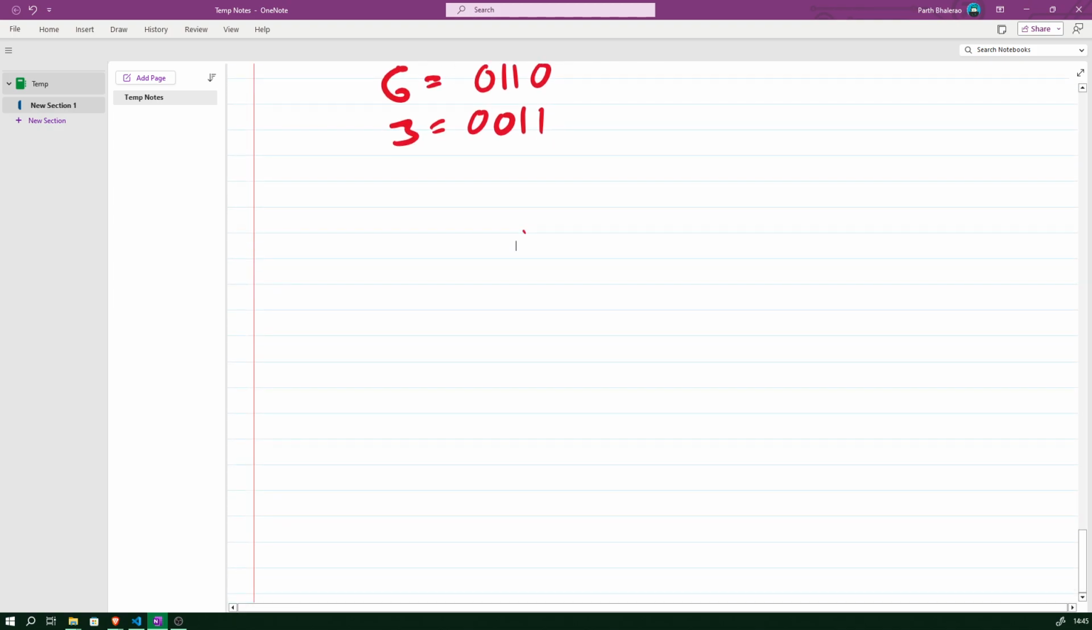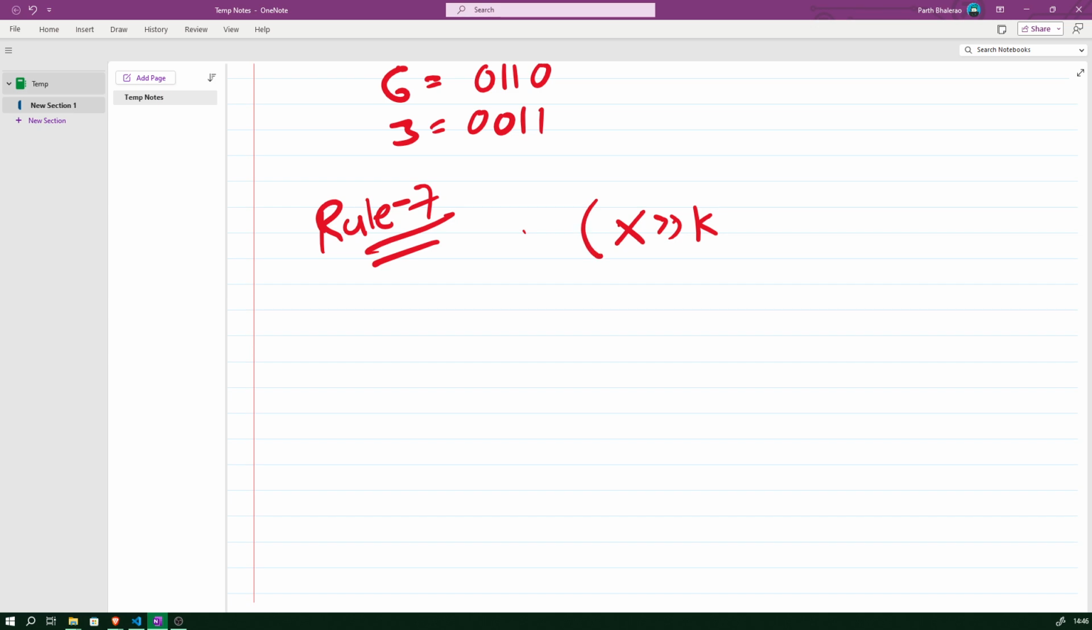So to generalize this, rule 7 says x right shift by k is equal to x divided by 2 to the power of k. This is the formula, and this is the most important property I wish you to remember.